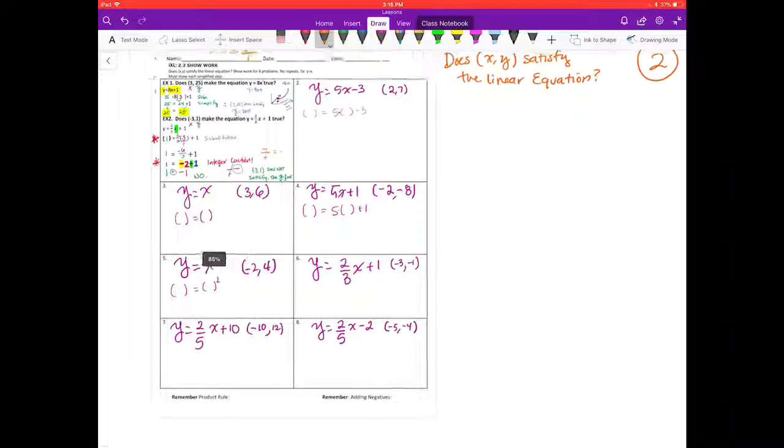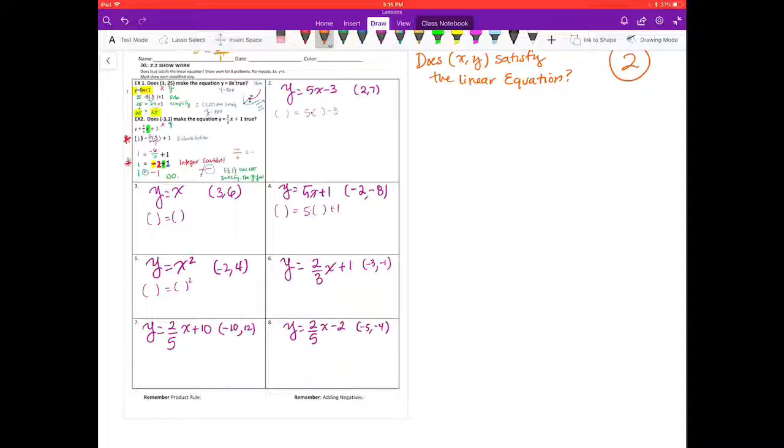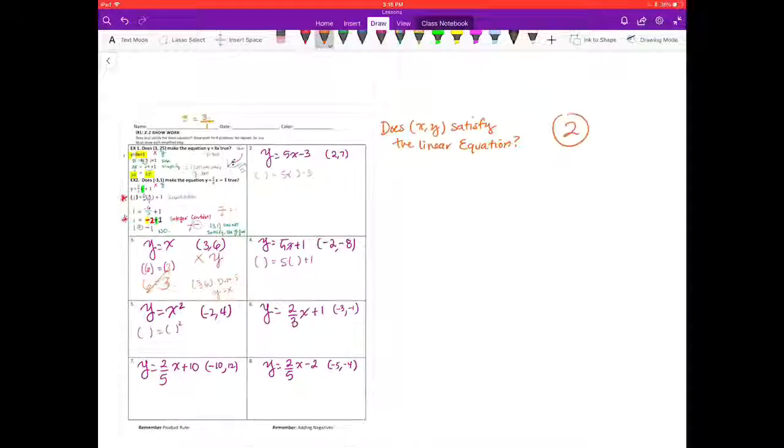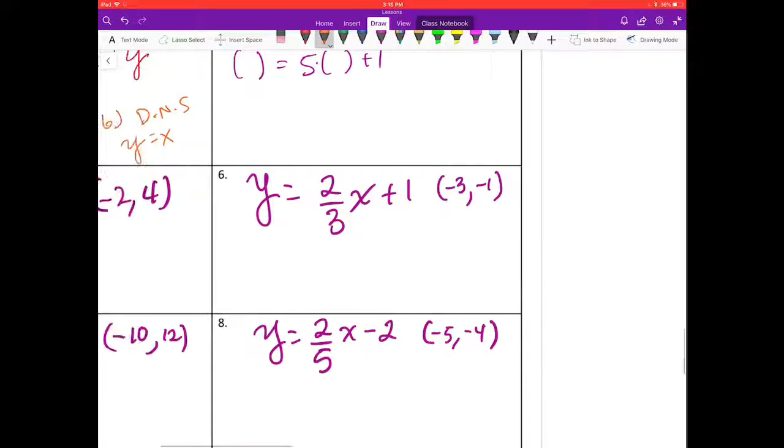If you want to practice, you can. These problems are basically the same. I'll have these answers on the board tomorrow. If this is x and this is y, that's 6. That's 3. Does 3 equal 6? No. So (3, 6) does not satisfy y equals x. Same thing here. Just do your substitution. I'll do one more over here.